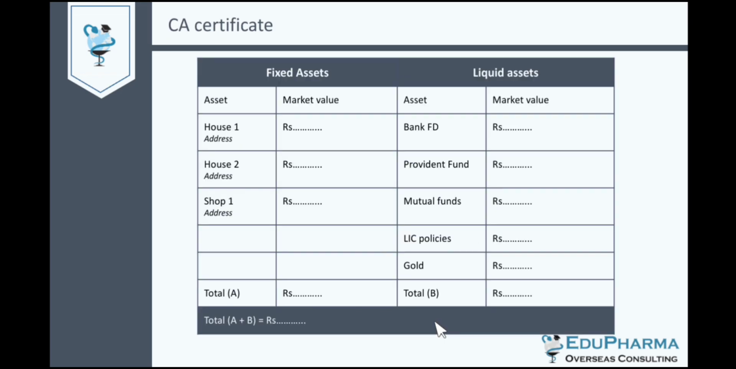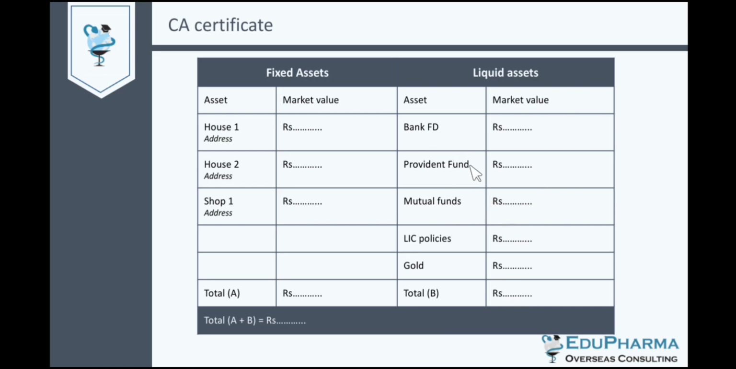Okay. So, this is how a CA certificate should be structured. You should have fixed assets which mention the market value for each of the, let us say, a house or a shop. This market value should ideally also be supported with a document which values the exact figure for that particular house at this moment of time when you go for the interview. You can also have liquid assets in the form of bank FDs, provident funds, mutual funds.